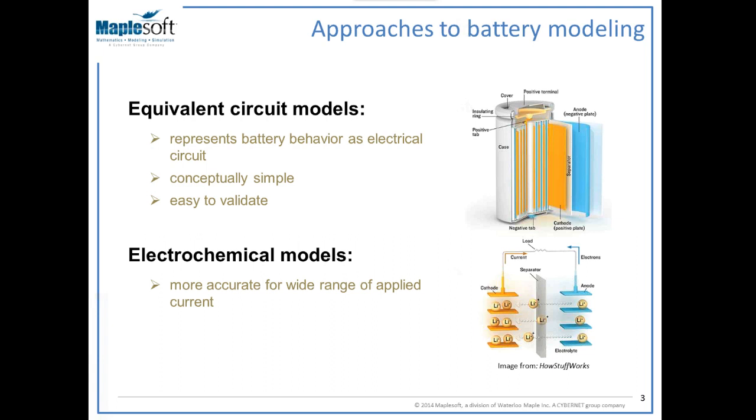The second approach, which is the electrochemical approach, produces more accurate models for a wide range of applied current. This type of model, the electrochemical battery model, is based on a large set of physical configuration parameters and complex partial differential equations, which I will get into in more detail in the next few slides.